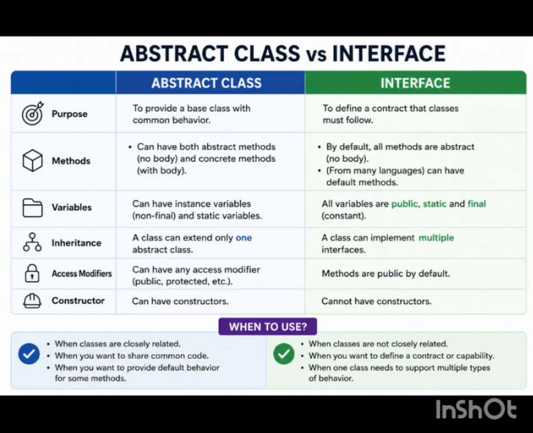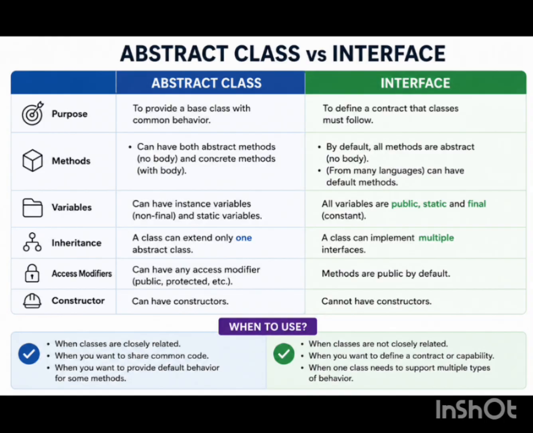In an interface, by default all the properties and methods we declare are public, static and also final. It means you are declaring constant properties that you cannot change. Final variable means you assign a constant value to it, and it cannot be changed. But in an abstract class we can have any type of variable. That is another difference.